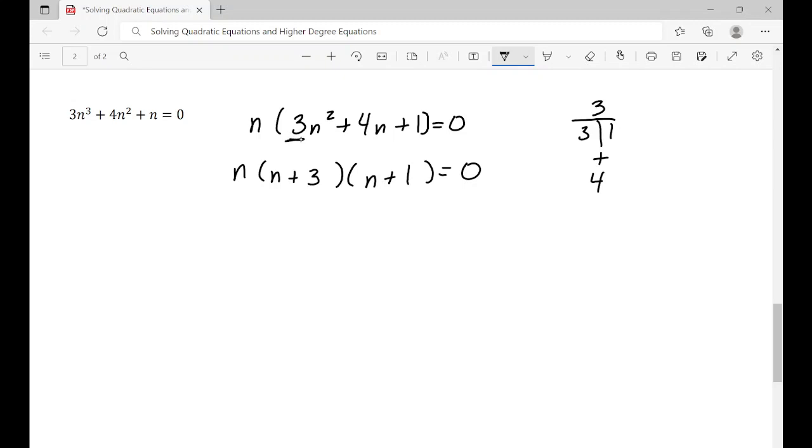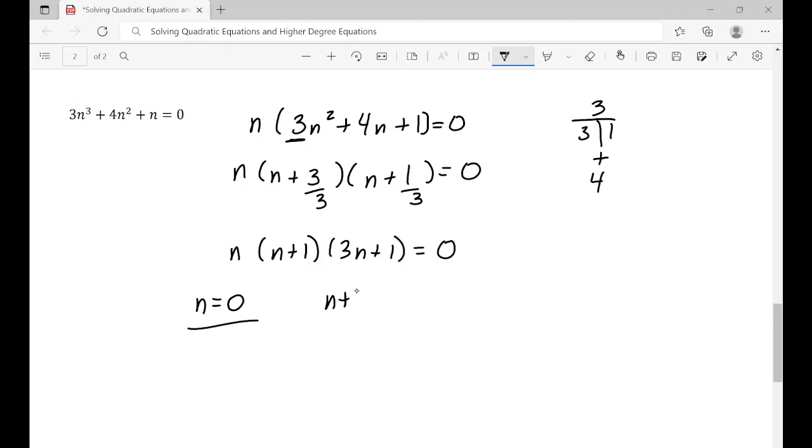And since a here is 3, I will divide everything by 3. So n times n plus 1, because that's what it reduces down to, and I'll bring the 3 up front, so 3n plus 1 equals 0. Now set all 3 equal to 0. So n equals 0, which is nice because it's already done. n plus 1 equals 0. And 3n plus 1 equals 0.